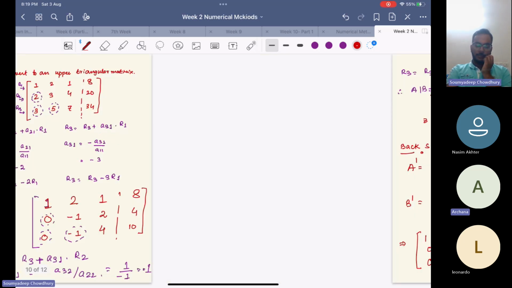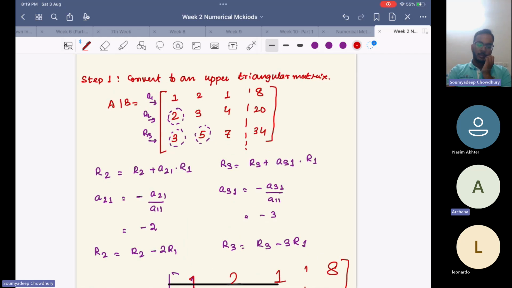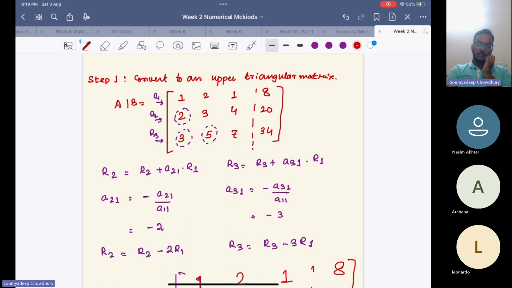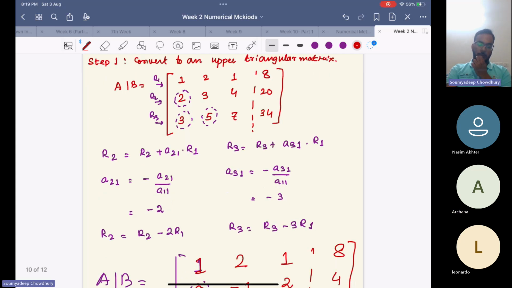So this is the general formula. First step, you have to make these three encircled numbers 0. R2 will be replaced by R2 plus A21 R1. R3 is R3 plus A31 R1. A21 is your minus A21 by A11, A31 is minus A31 by A11. Okay, sir. Minus 2, minus 3, then we'll replace these things.